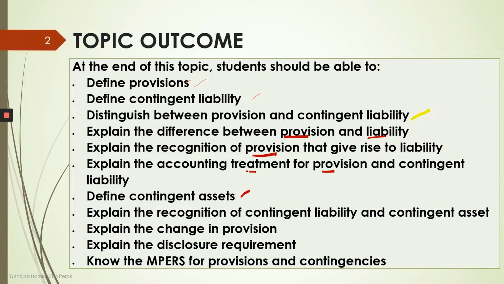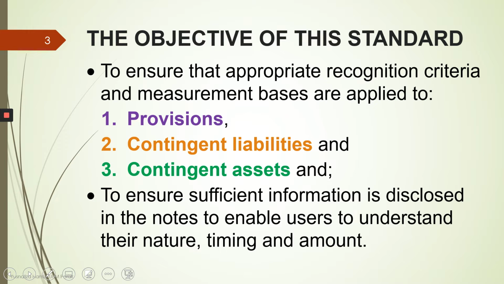recognition of contingent liability. Contingent liability is not recognized. Contingent asset also is not recognized. Explain the change in provision, explain disclosure requirement as per MFRS 137, and also knowing the local Malaysian private entity reporting standards for provision and contingencies. And PERS, which is also equivalent to FAR 270, which is issued by International Accounting Standards Committee.